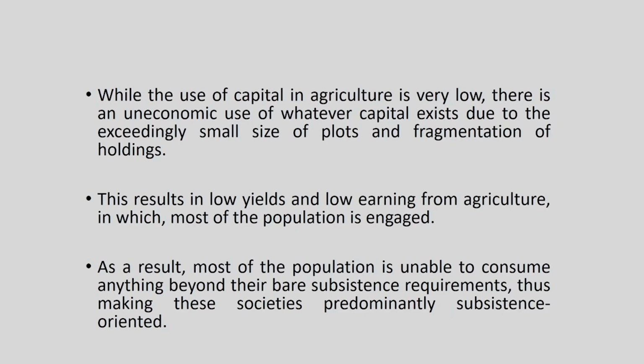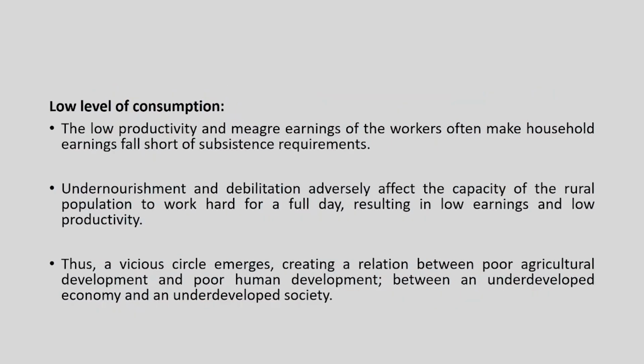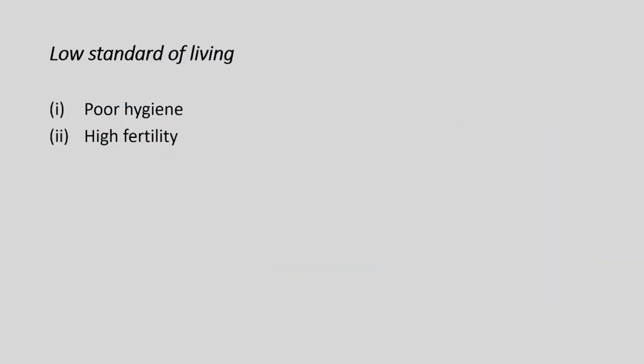As for the low level of consumption, the low productivity and meager earnings of the workers often make household earnings fall short of subsistence requirements. Undernourishment and debilitation adversely affect the capacity of the rural population to work hard for a full day, resulting in low earnings and low productivity, and thus a vicious circle emerges, creating a relation between poor agricultural development and poor human development, between an underdeveloped economy on the one hand and an underdeveloped society on the other.